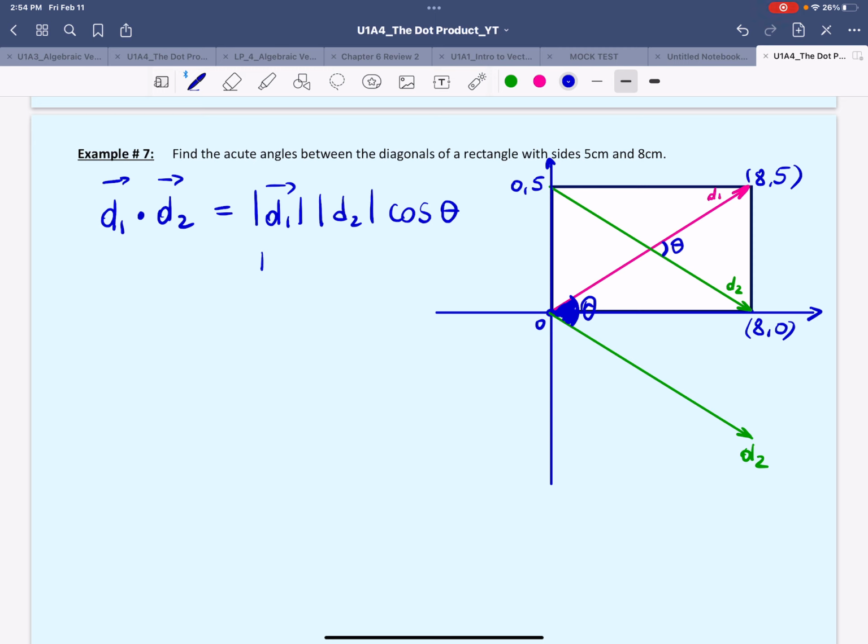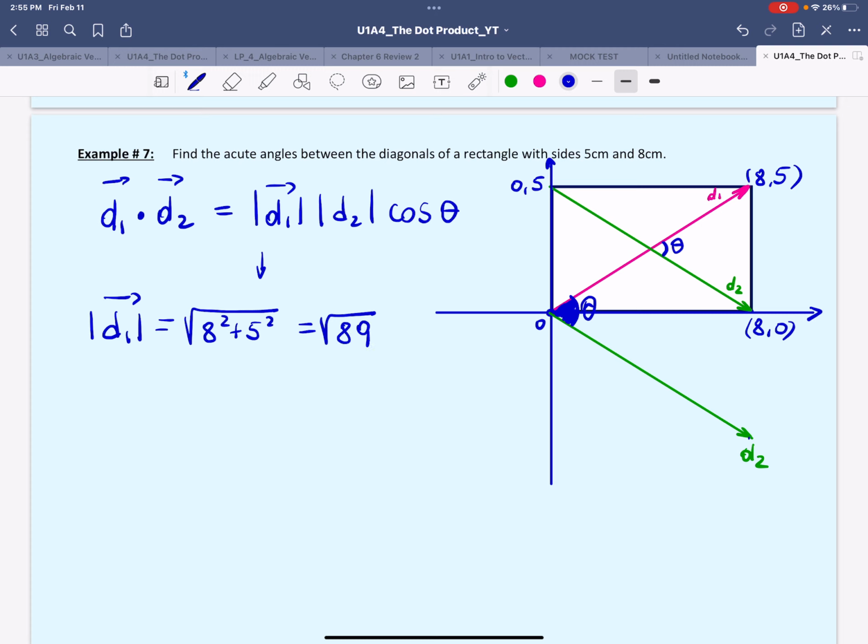Now recall that the magnitude of D1 will be the square root of its coordinates. So that would be 8 squared plus 5 squared, 64 plus 25, and that would equal 89, root of 89. I'll leave it as is.